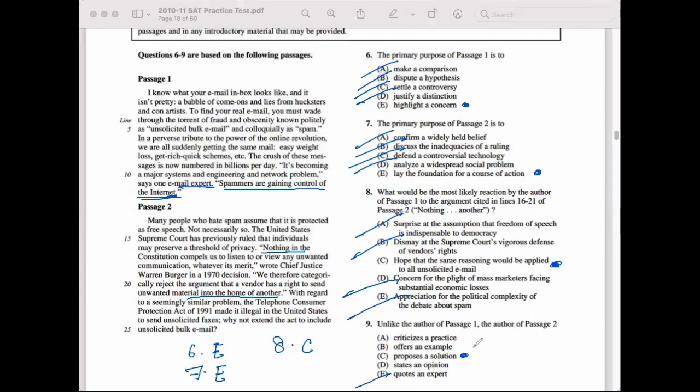Criticizes a practice. I think they are both critical. And the first guy is explicitly critical of spam, and the second guy is implicitly critical, which is to say that he presents examples, cases of how to reduce spam, how to ban spam. So I don't think that's a point of difference. Offers an example. I don't think the second guy necessarily offers an example, right? He offers quotations, he offers arguments, but not an example. So I would not like B. And states an opinion. I think both of them state opinions, right? That's not a point of difference. So again, for ninth also, I like option C.